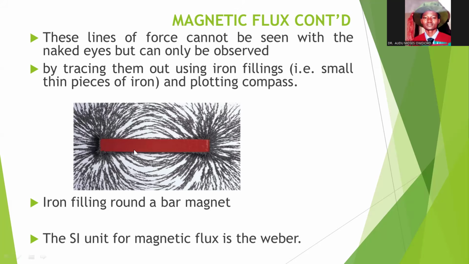So if you have your bar magnet and you put the iron filings on top of a piece of paper, bringing your bar magnet beneath it, you have a pattern like this, showing the magnetic field. So this is what we use to show magnetic lines of force, the magnetic field, since it cannot be viewed with the naked eye. And magnetic flux is measured in a unit called Weber.